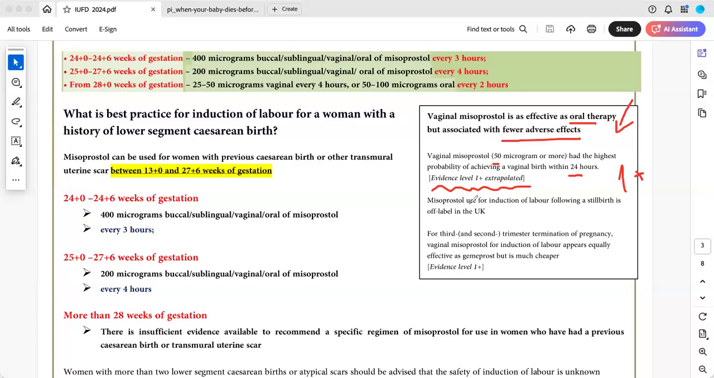Misoprostol use for induction of labor following a stillbirth is off-label in the UK, but of course it's available now. For third and second trimester termination of pregnancy, vaginal misoprostol for induction of labor appears equally effective as gemeprost, but it's much cheaper. So they are advocating the use of vaginal misoprostol, and it's associated with a higher probability of achieving a vaginal birth within 24 hours.